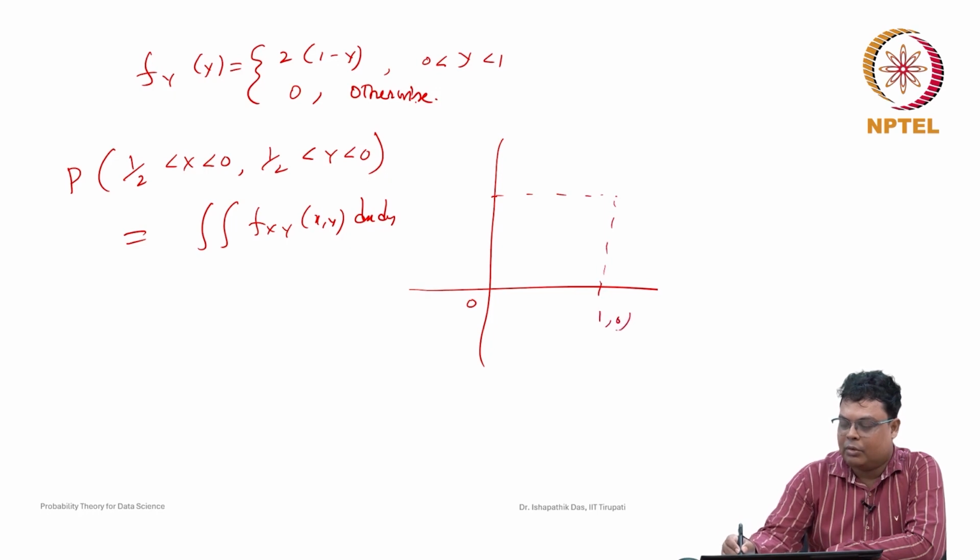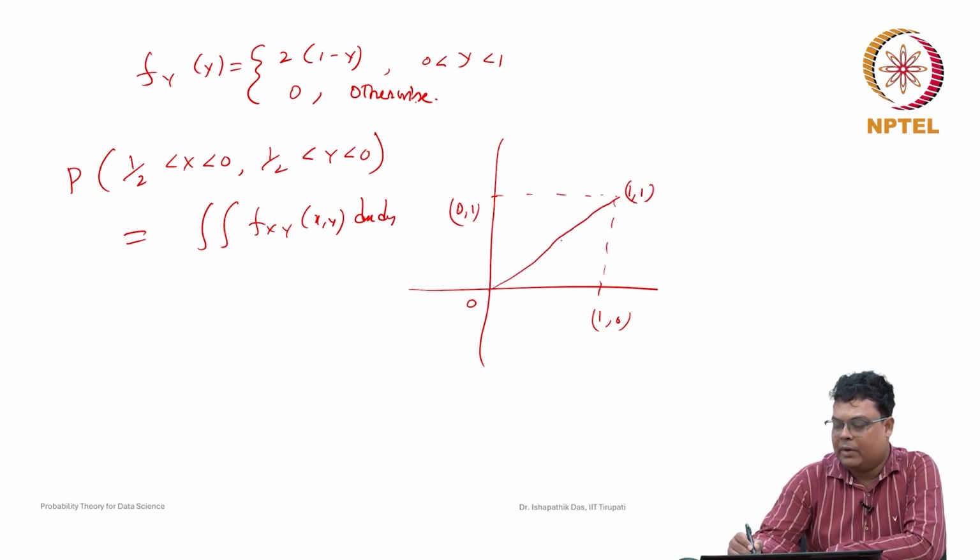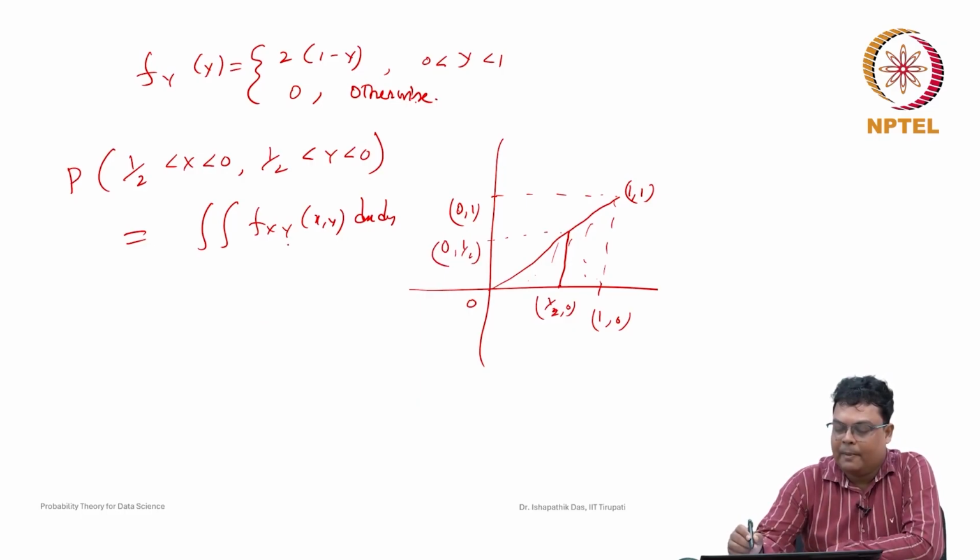Suppose this is the point (1, 0), this is (0, 1), and this becomes (1, 1). Now this is the line y equal to x. This is the region where the density is non-zero. Now we have to find the probability up to half on the x axis and half on the y axis.